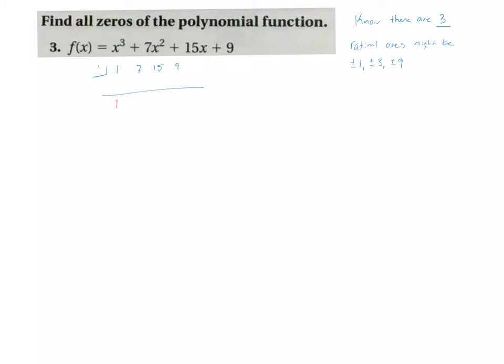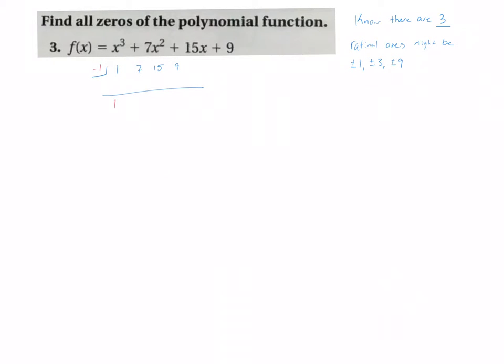So bring down the 1. 1 times 1 is 1. 7 plus 1 is 8. That's going to be 8. That's going to give me 23. 23, not 0. So then let's try with negative 1.